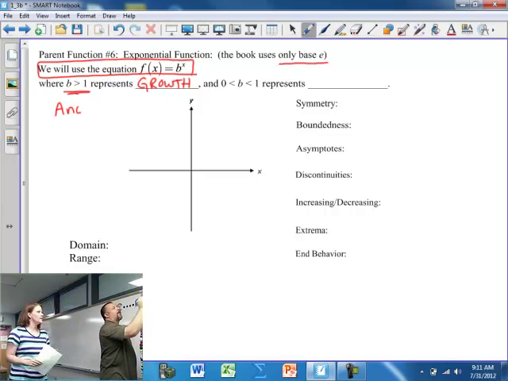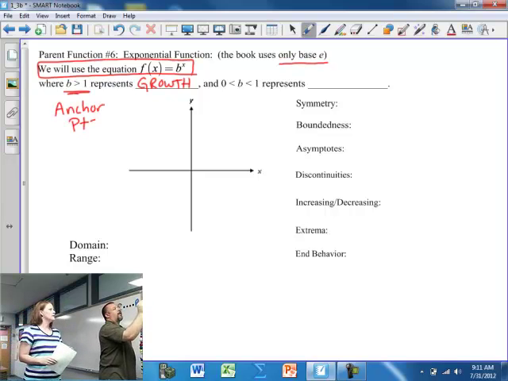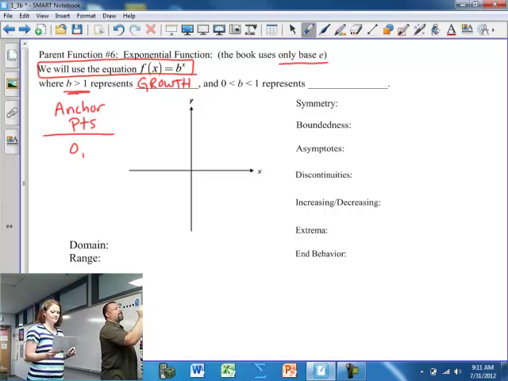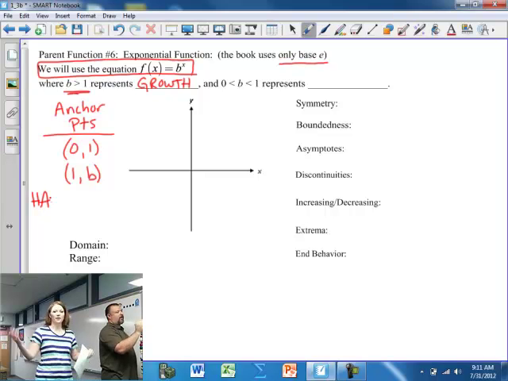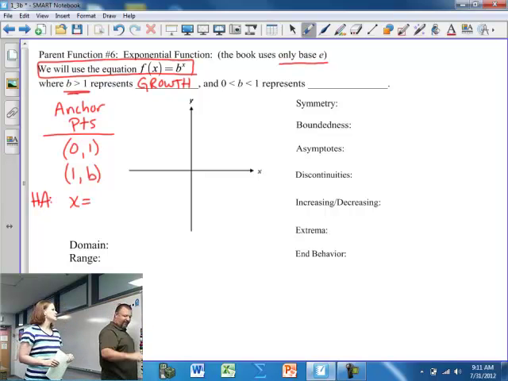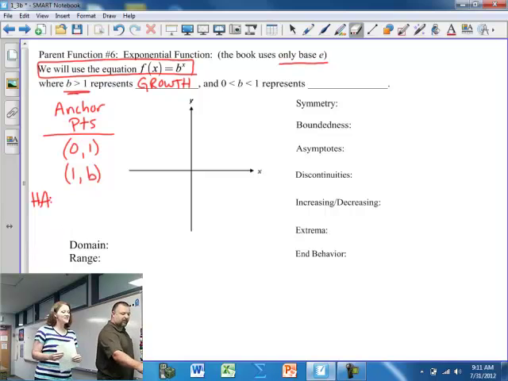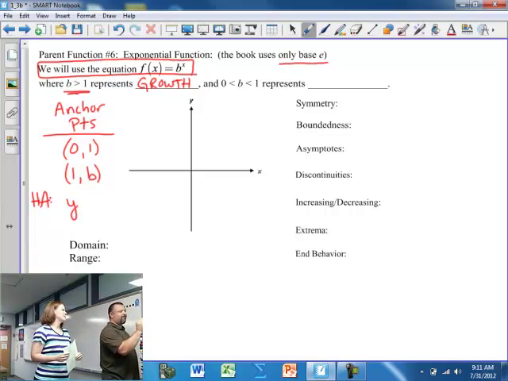We need some anchor points, and we'll need one asymptote on this one. Our anchor points are going to be (0, 1) and (1, b), with b being whatever that base is. So if it's 3 to the x power, it'd be (1, 3). The horizontal asymptote is going to be y equals 0.